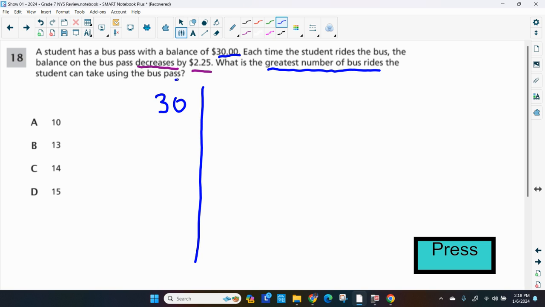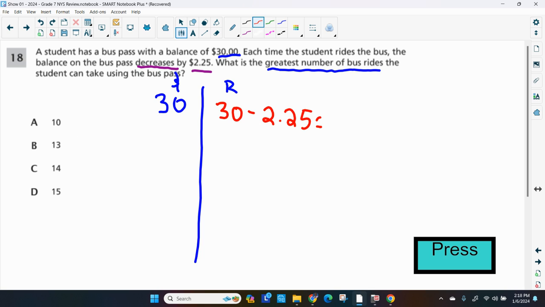$30. So here's the money, and here's the number of rides. And remember, you're subtracting for each ride $2.25, and that'll give you the amount. Now, we can keep doing that, but it might take a while. There's another third way we can do it, by estimating.